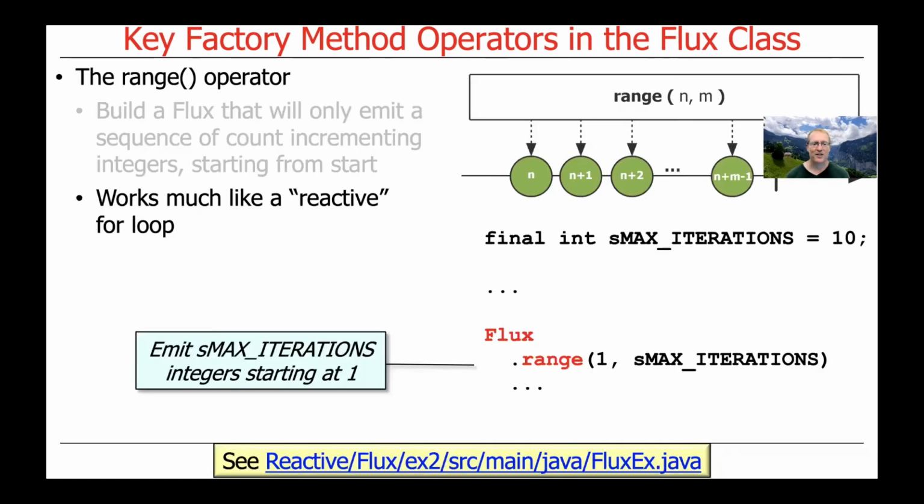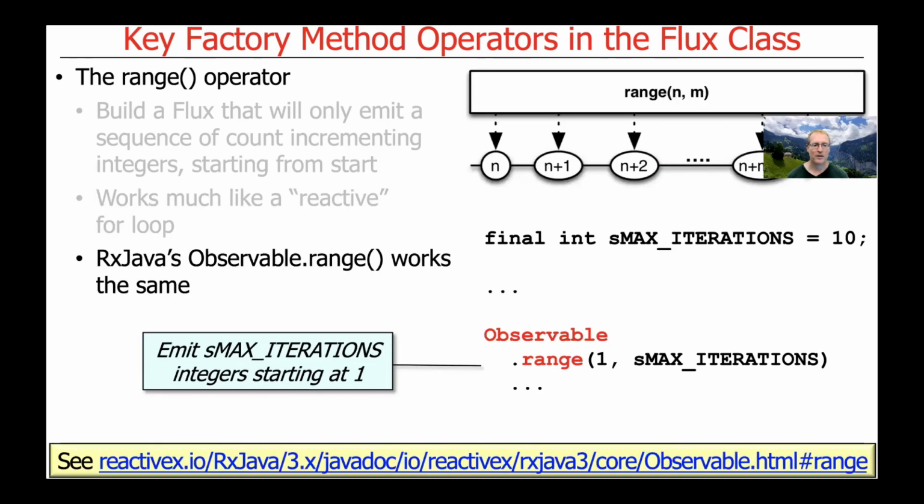You can basically think of the range operator as something along the lines of a reactive for loop. So here you can see that we want to do something for 10 iterations. We say Flux.range(1, sMaxIterations), where sMaxIterations is 10. And whatever comes after that will then be done that many times. And of course, you can control that value through whatever means you have to set it. We'll look at that example shortly. RxJava has a range method as part of its Observable class that works exactly the same way. Same basic idea.